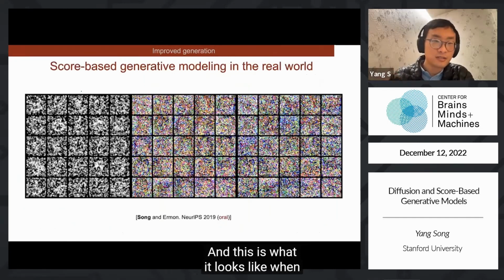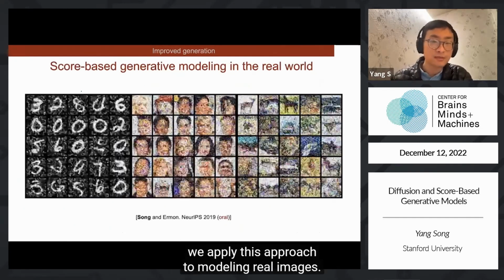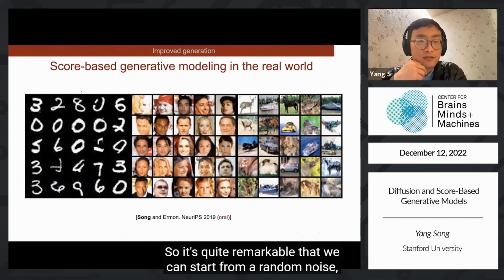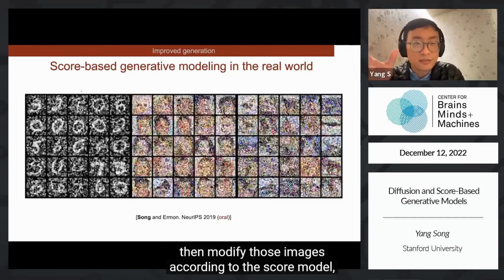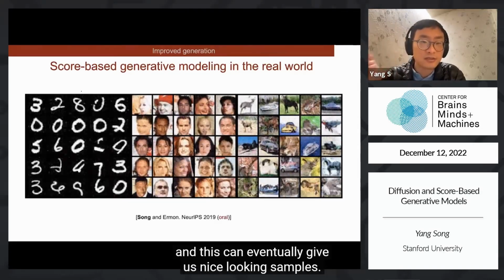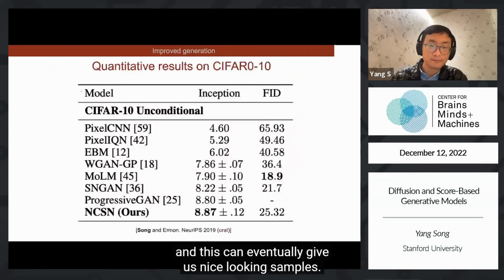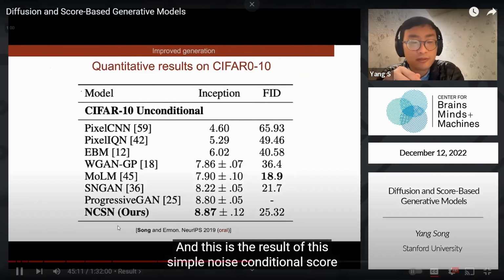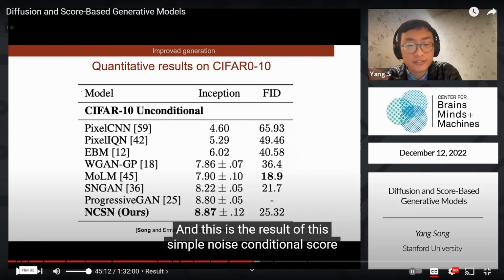And this is what it looks like when we apply this approach to modeling real images. It's quite remarkable that we can start from random noise, then modify those images according to the score model, and this can eventually give us nice looking samples. And this is the result of simple noise conditional score models.